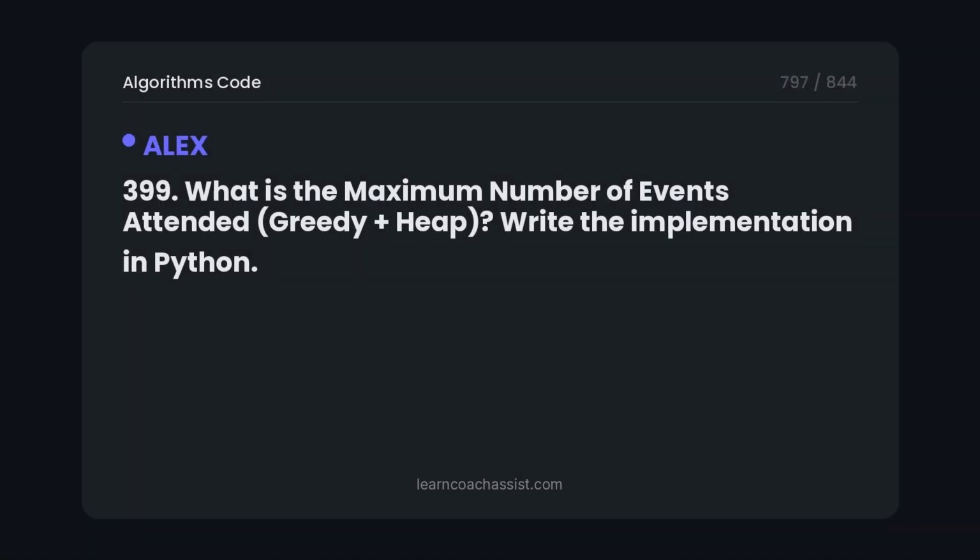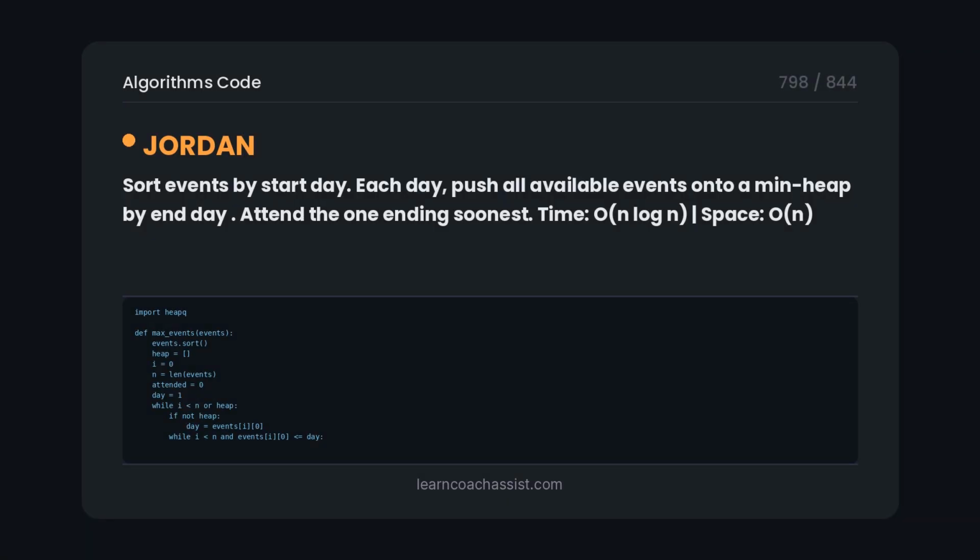399. What is the maximum number of events attended, greedy plus heap? Write the implementation in Python. Sort events by start day. Each day, push all available events onto a min heap by end day. Attend the one ending soonest. Time O(n log n), space O(n).